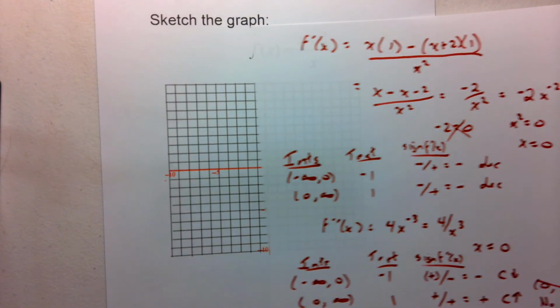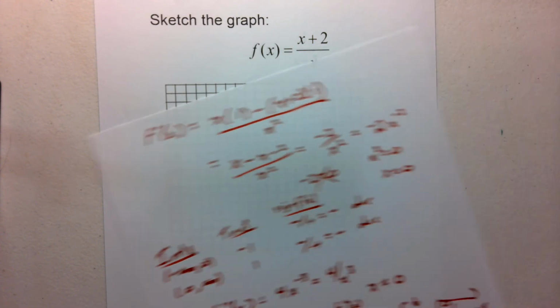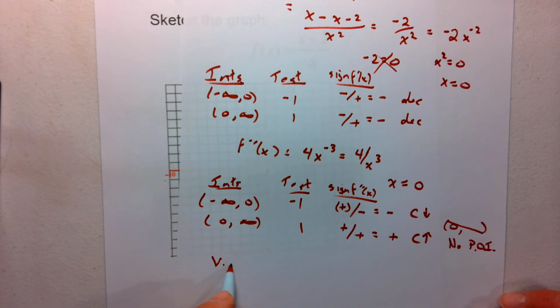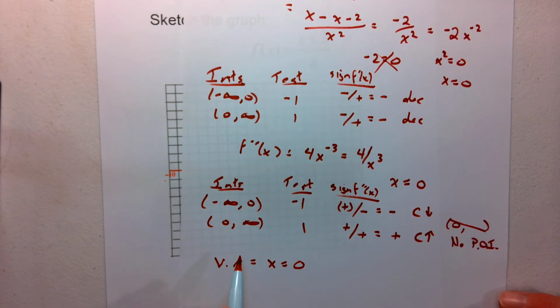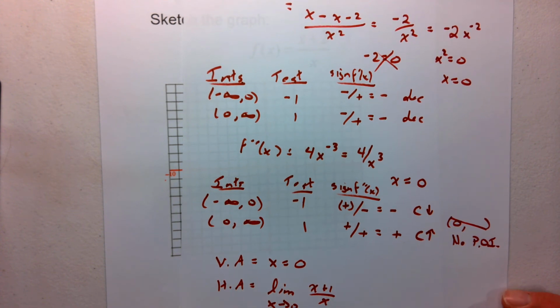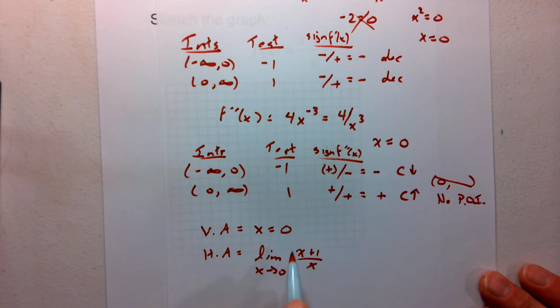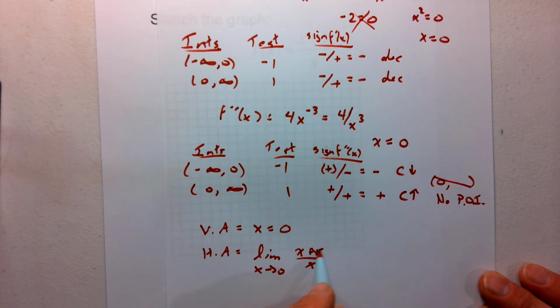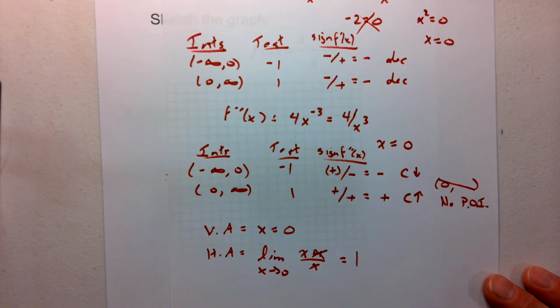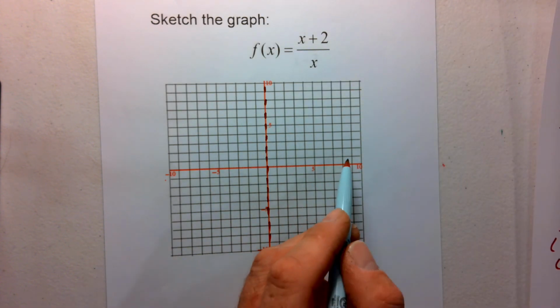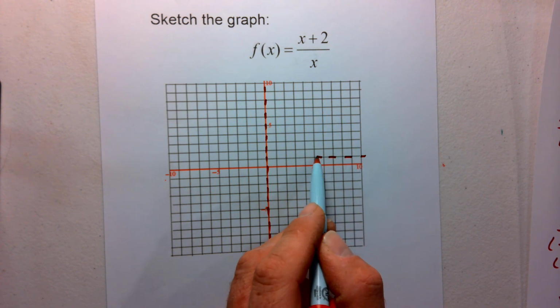So let's go ahead and look at our asymptotes. I think I can get it up here. So vertical asymptotes we've talked about, setting that denominator equal to 0, so x equals 0. Horizontal asymptotes, we're looking at the limit as x approaches infinity of x plus 1 over x. Again, that 1 is not going to matter to us. We look at x over x, which gives us 1. So we have a horizontal asymptote here at 1.